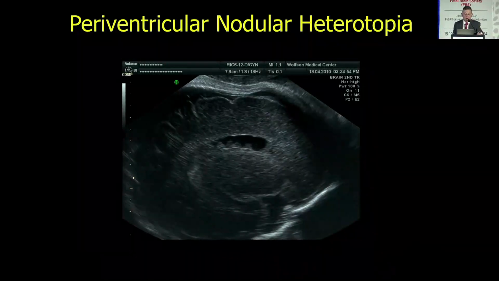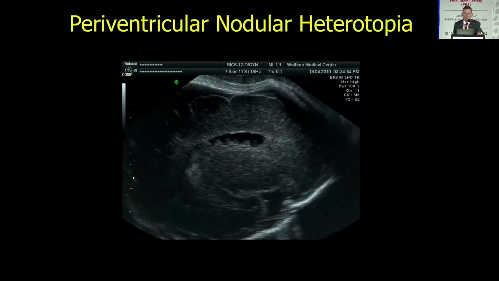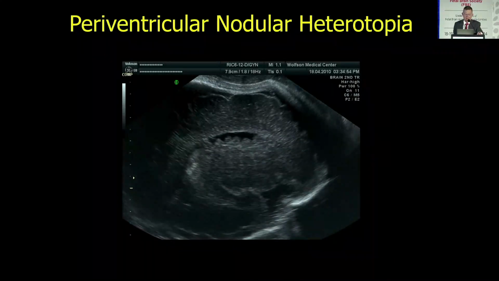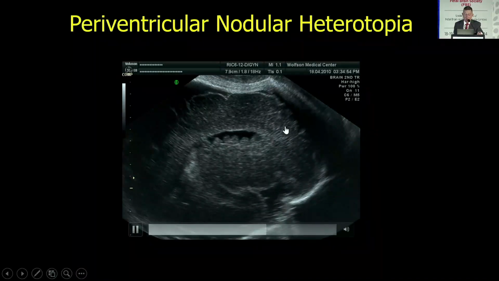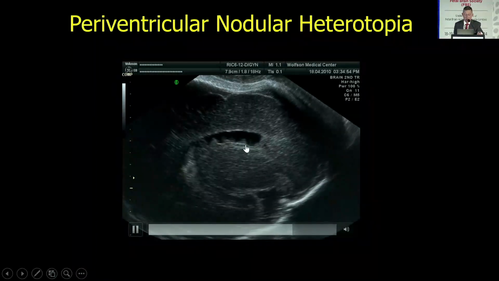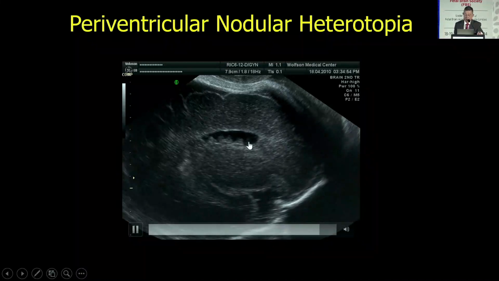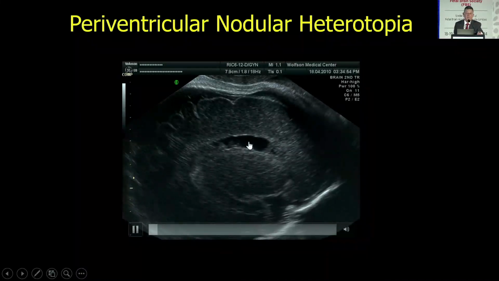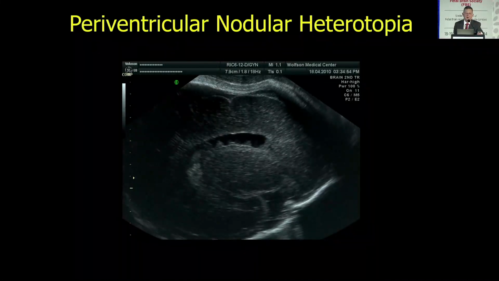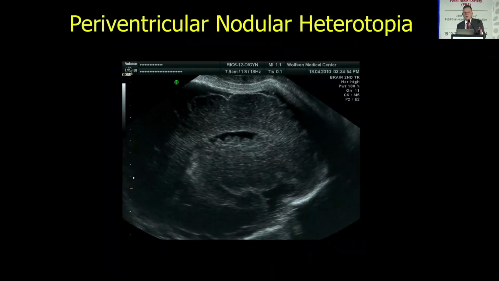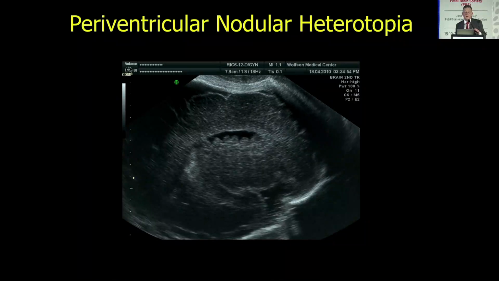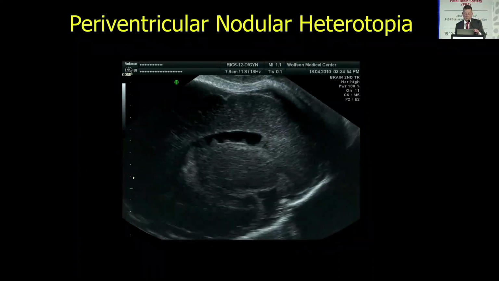Heterotopias, okay, and this is a case, the patient was referred because of mild asymmetric ventricles, and we were lucky to see the presence of multiple nodules. It's a case of filamin, and always you should ask the mother if she had an MRI or if she has epilepsy or any other problem, because in most of the cases, if it's a girl, it can be filamin.